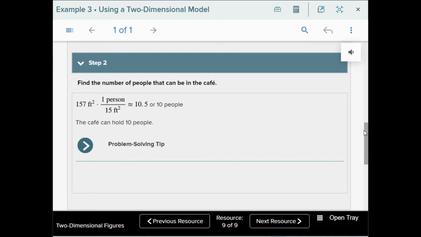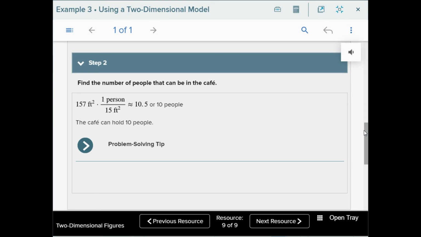So we take the 157, we multiply it by 1, which is 157 still, and then we divide it by 15, and we get an answer of 10.5. However, there's no such thing as half a person. Every person is fully a person as far as rights, so don't ever consider somebody a half person. We cannot safely fit more than 10.5 people in there.